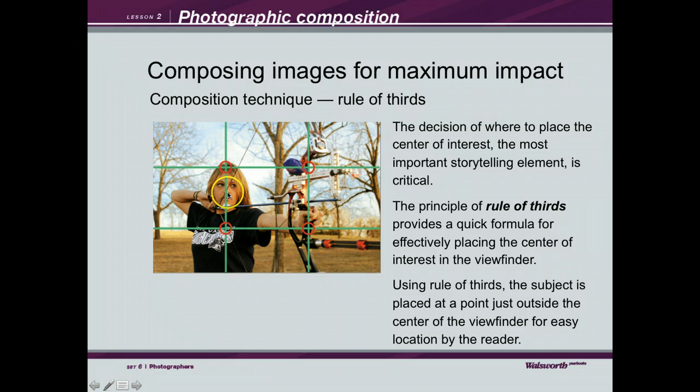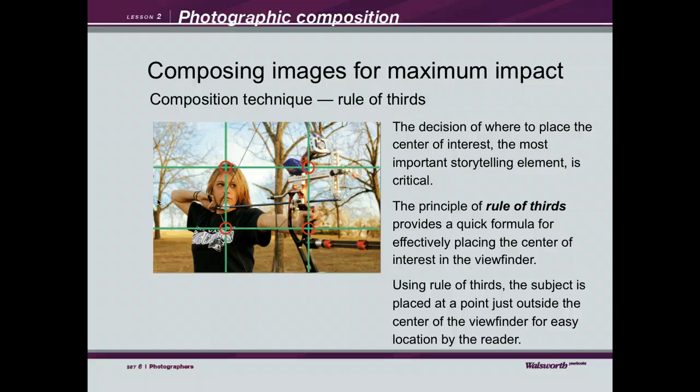This photo would not work as well if this young lady were here, because we would cut out most of the bow, and we would have a lot of space behind her, which would be considered in photography wasted space, because it's actually not part of the story that we are trying to tell. So that is simply the rule of thirds.